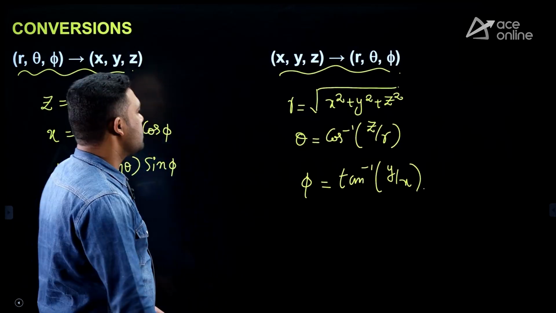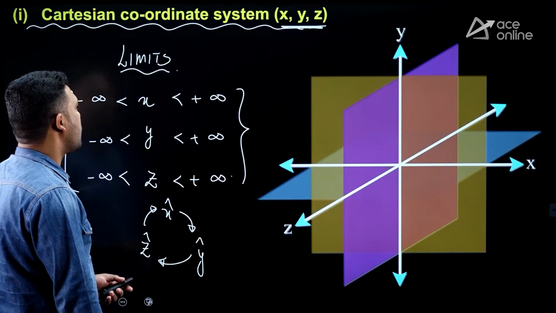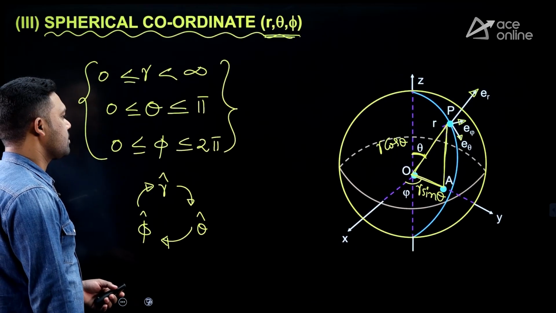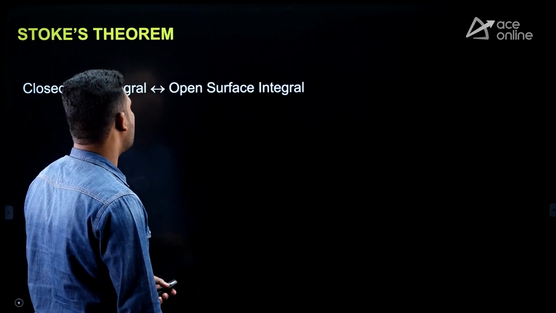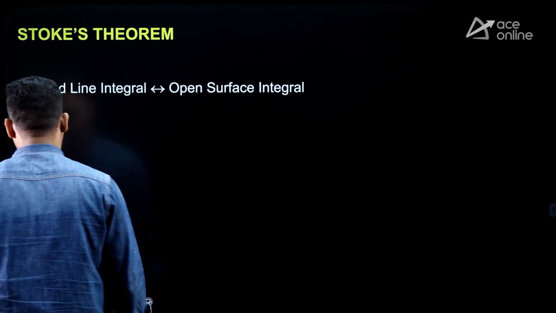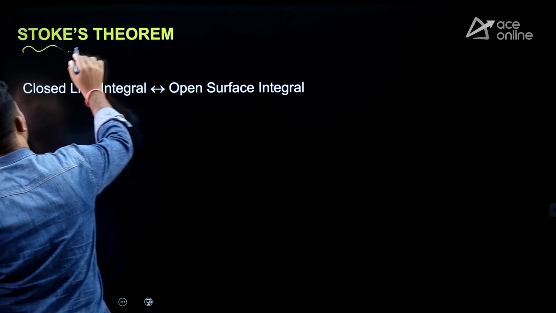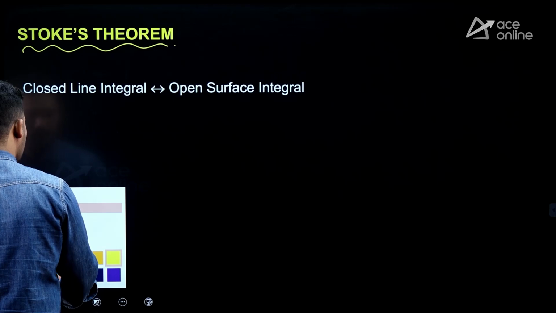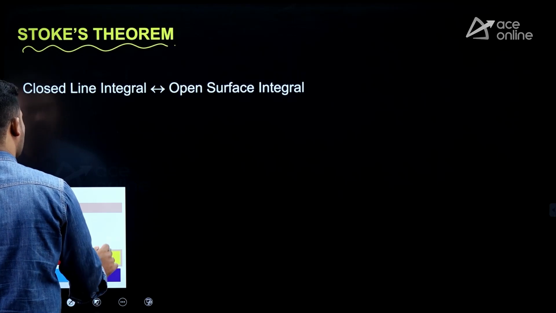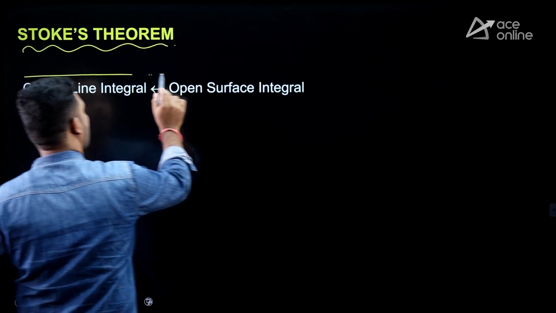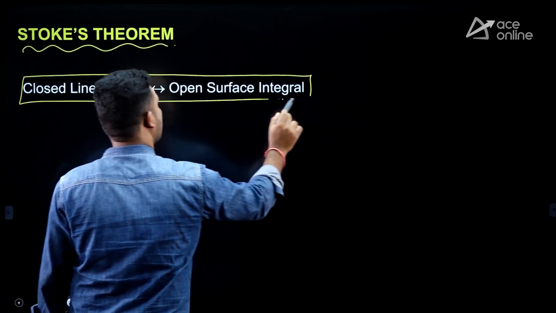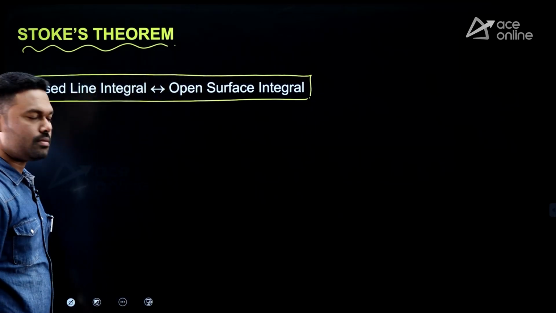Clear guys? So this is all about the coordinate systems: Cartesian, cylindrical and then spherical coordinate system. Conversions also we have seen. And there are two theorems here, Stokes theorem and the divergence theorem. What will Stokes theorem do? Stokes theorem relates the closed line integral with the open surface integral. You have to take one precaution when you are using the Stokes theorem.